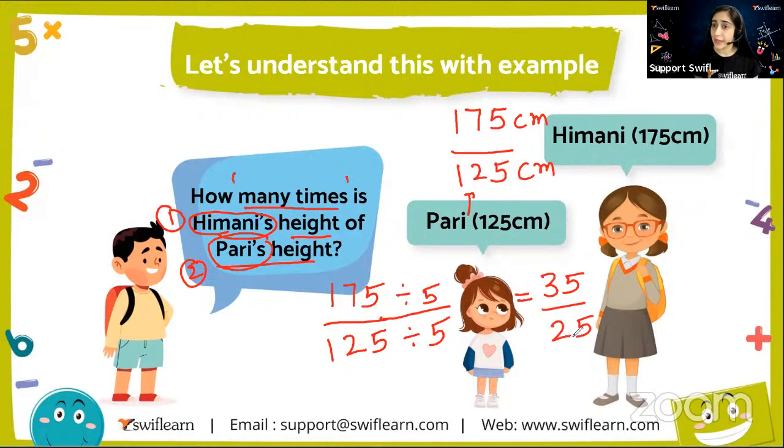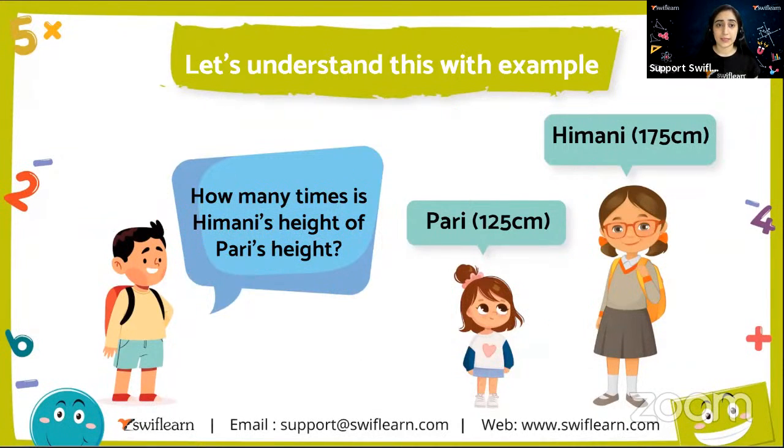25. Am I right? Hope I'm right. Okay, now is it in the simplest form? Is it still in the simplest form? No, it is not. So let me help you solve it a little further. Till now we are at 35 over 25. Let's see what happens.